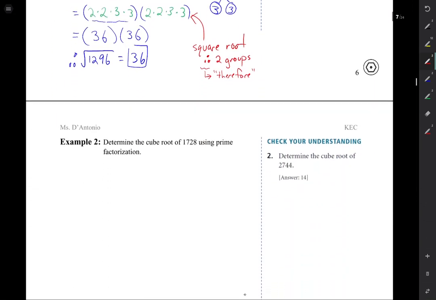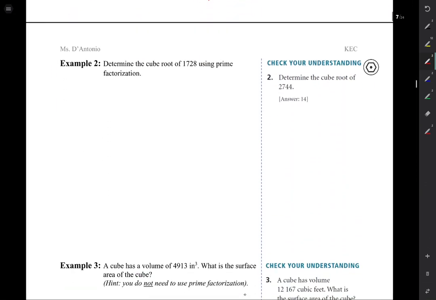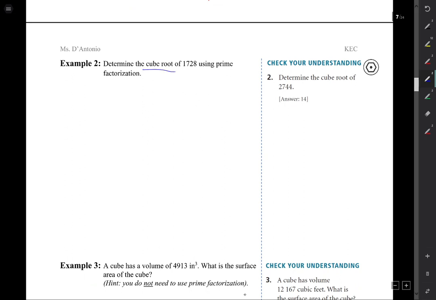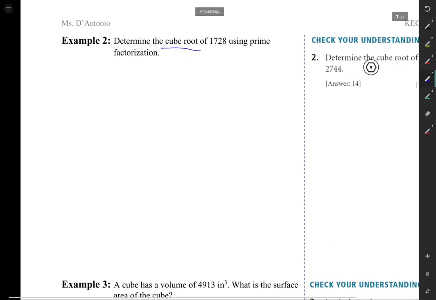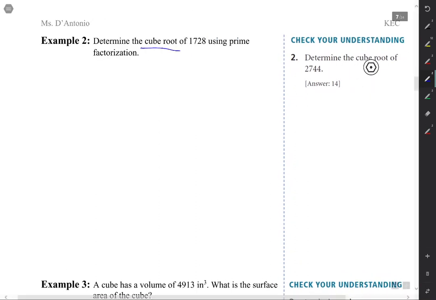Let's look at the next example here. Now this time we're going to be finding the cube root of a number. Cube root of 1,728 using prime factorization. So let's start by getting that prime factorization once again. So I'm going to start at the top of the tree with 1,728, and let's start breaking that down.